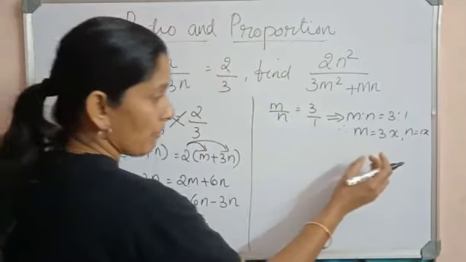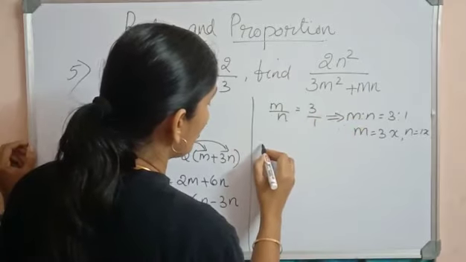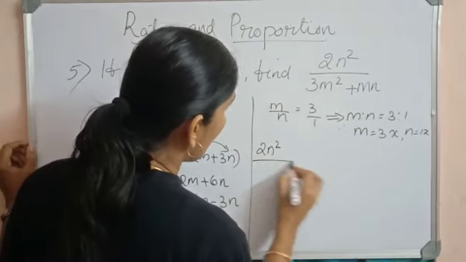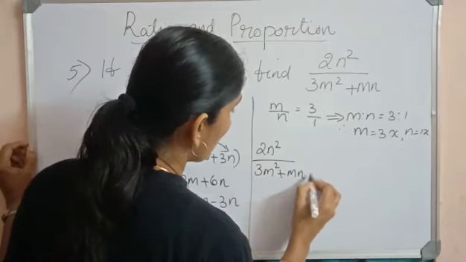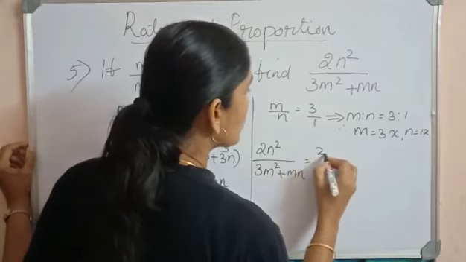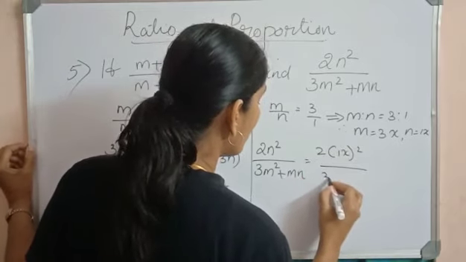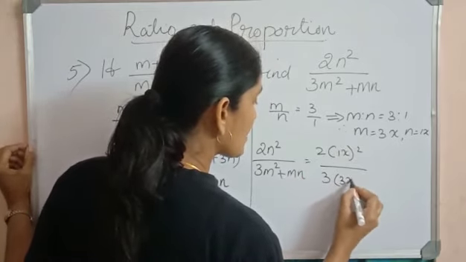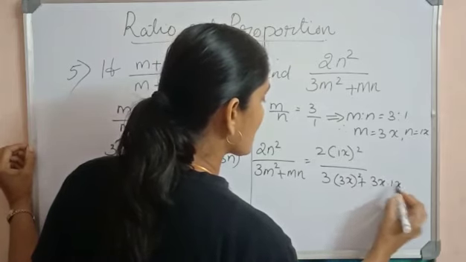Now let's substitute the values of m as well as n in this given expression, 2n square by 3m square plus mn. We get this as 2 into 1x the whole square by 3 into 3x the whole square plus 3x into 1x.